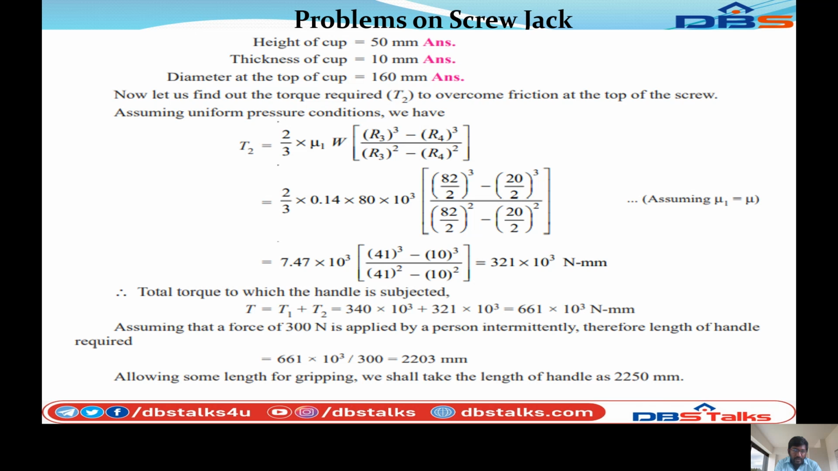R4 means D4 by 2, D4 is 20, so R4 is equal to 20 by 2, whole cube, divided by (82 by 2) whole square minus (20 by 2) whole square. That equals 7.47 into 10 cube by 41 cube minus 10 cube, divided by 41 square minus 10 square. You can cancel the 41 in numerator and denominator. So finally T2 is equal to 321 into 10 cube Newton mm.